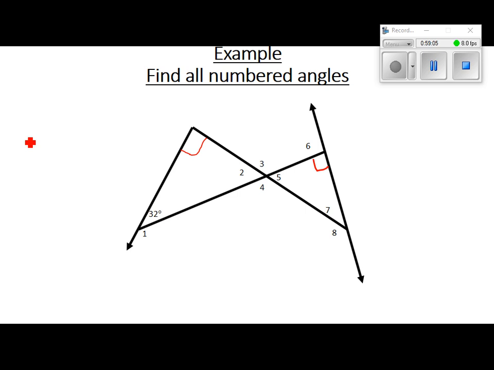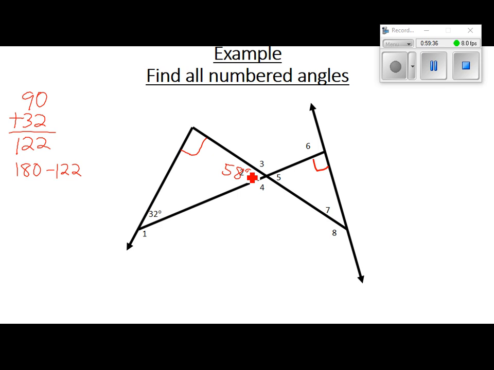Next one, find all the numbered angles. Give me an angle that we can find right off the bat here. Angle 2. How can you find angle 2? 32 plus 90. Do that. 122. So does that mean angle 2 is 122? No. You subtract that from 180. What does it give you? So write that in right there, 58 degrees.